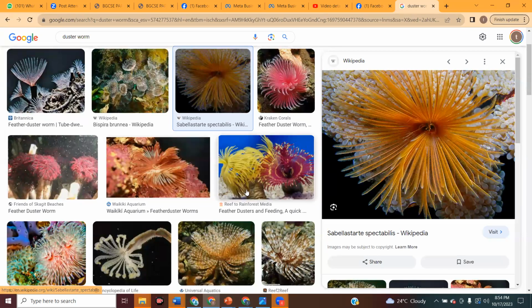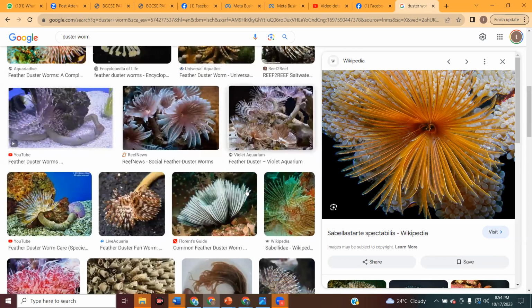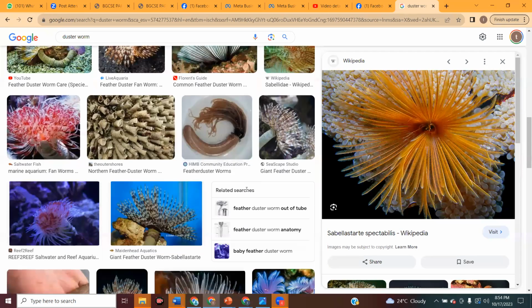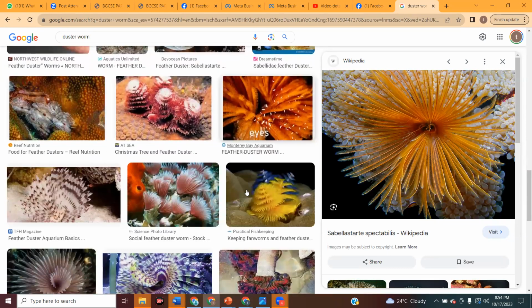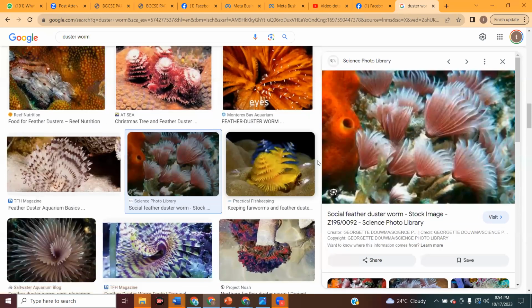You know, a little bit when you get poisoned by them. Mr. Potato, if you like them so much, you could get a fish tank and save them. I just like the pictures. All right, duster worm. Okay, cool.